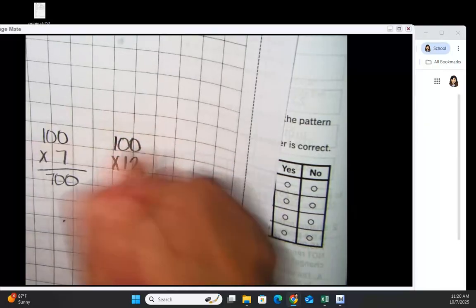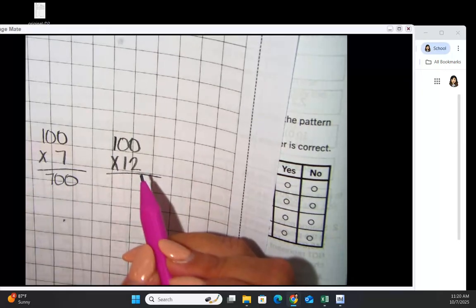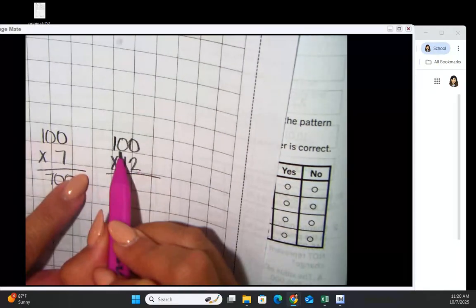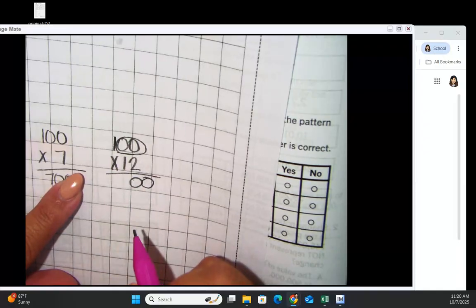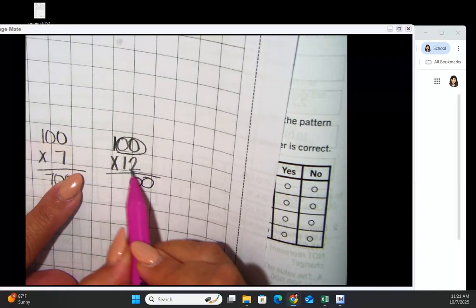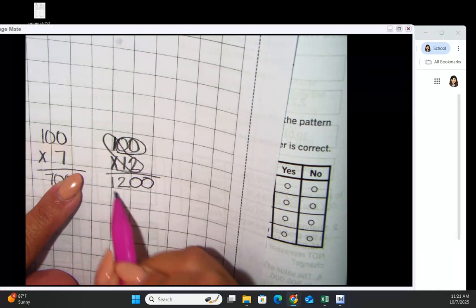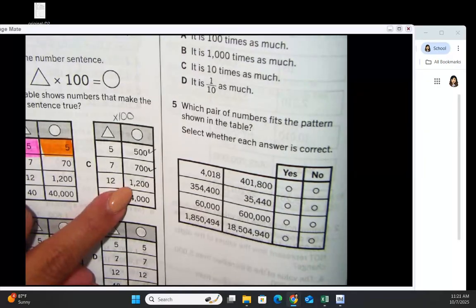12 times 100. So here, we can't do the butterfly because we don't know how to do the butterfly with 2 digits yet. So here, we do the hack. Count 2 zeros, write 2 zeros. Now I can do 12 times 1 is 12. My product is 1,200. Is that what we have here? Yes.